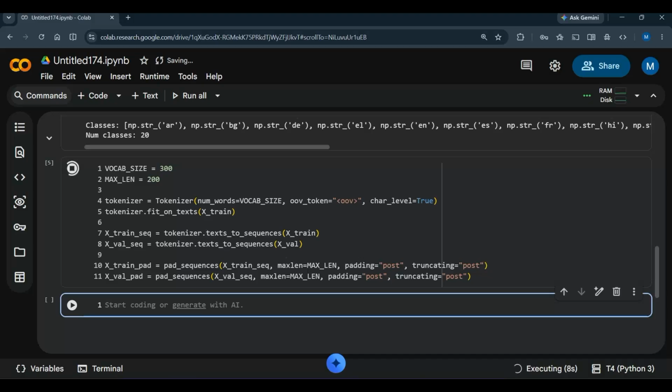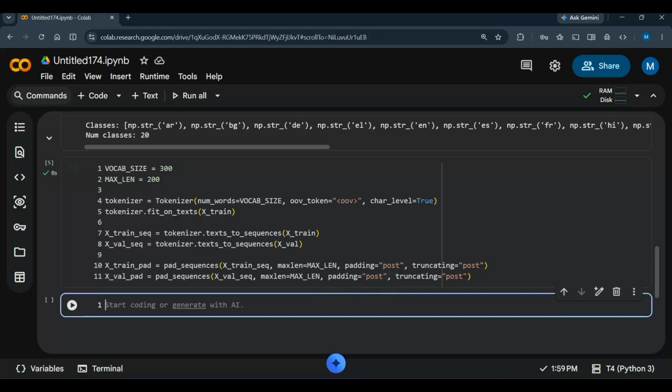So instead, we set char_level equal to True, and we split by individual letters and symbols instead of whole words. Every language is made up of characters, while spaces are not universal, so this works everywhere. Notice vocab size equal to 300, tiny compared to a word-level vocabulary which could be 50,000 plus. That's because there are only a few hundred unique characters across all 20 languages combined. Smaller vocabulary and it still works for every language, and pad_sequences makes sure every sentence is standardized to 200 characters long.